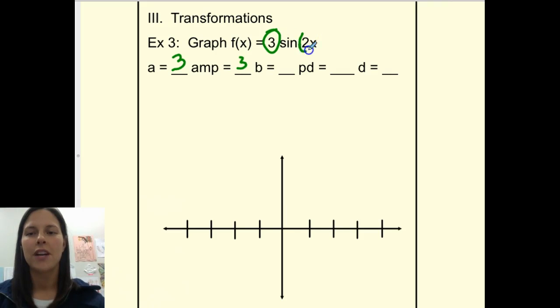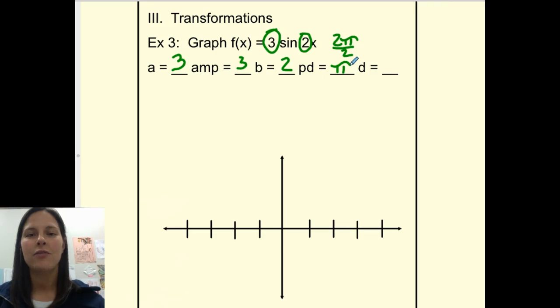Next, we're going to identify our b value. That is what we're multiplying by the x. That is a horizontal stretch or compression, and it affects the period of the function. So to find the new period, we take 2 pi, which is the period of the original function, and divide by our b value. 2 pi divided by 2 is pi, so that will be the period of our transformation.